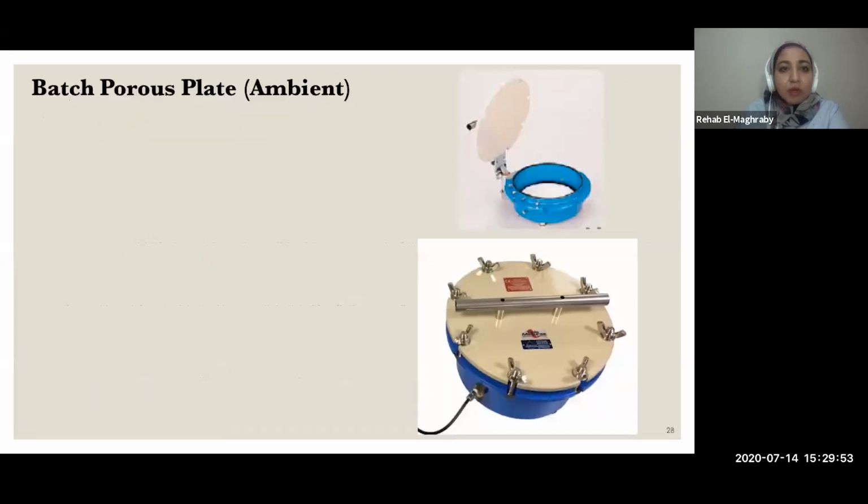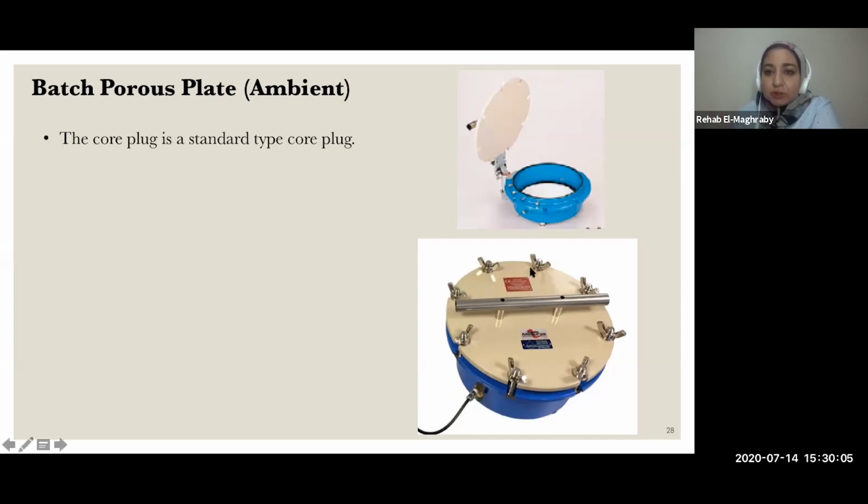So the patch porous plate here is conducted at ambient condition, and it is only used for air as a non-wetting phase and brine as a wetting phase. The shape is like a container with a cover.